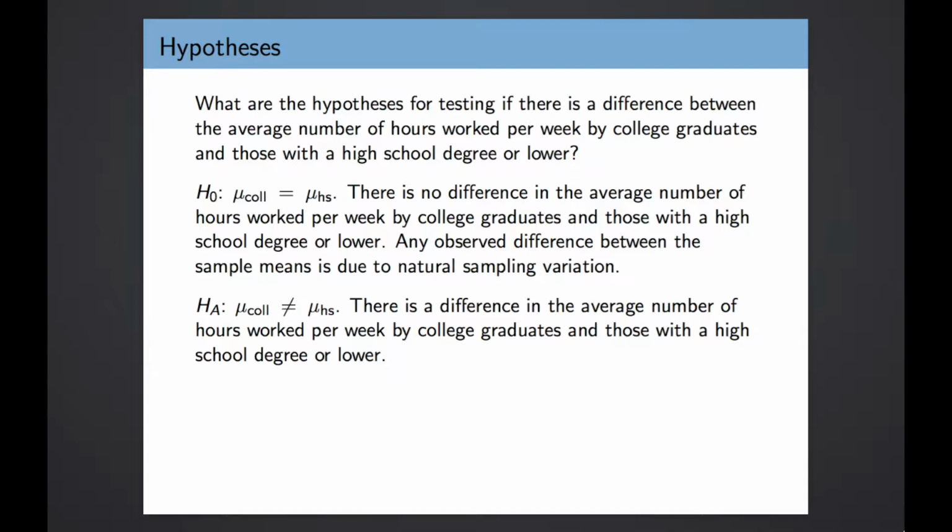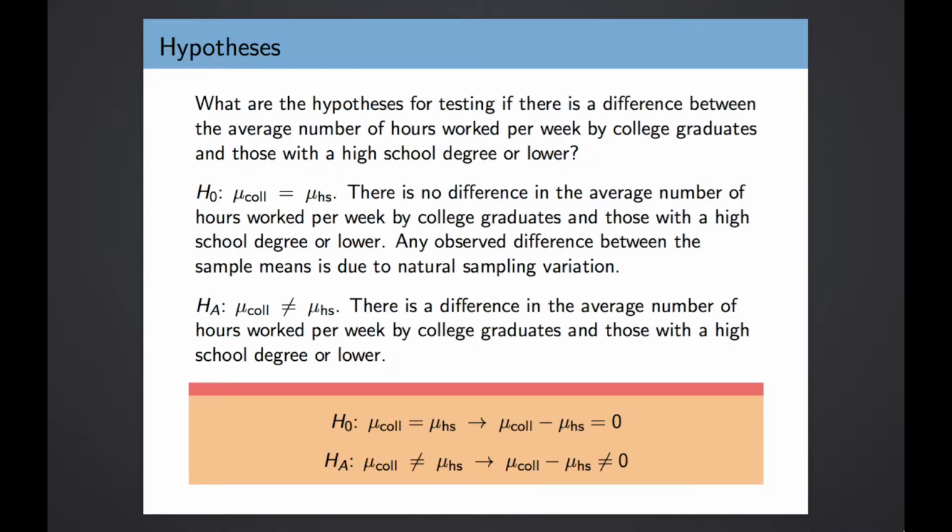And our alternative hypothesis is going to be that the mean number of hours worked per week by people with a college degree or higher and a high school degree or lower is not equal. So there is a difference in the average number of hours worked per week across these groups. It really is useful to be able to translate our research question into particular null and alternative hypotheses to test. Another thing to keep in mind is that it's useful when we're talking about the equality or difference between means to go ahead and transform those hypotheses to be about the difference in means.